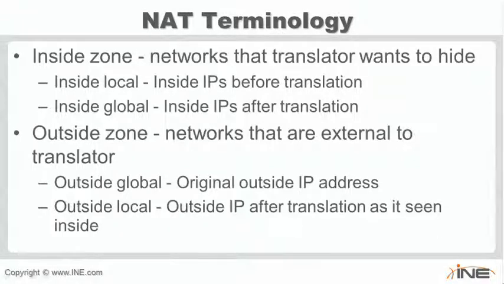For the outside network, the outside global is the destination that we are trying to reach, and outside local is going to be used in a double NAT translation, which is the true address on the outside post translation. So in most NAT scenarios, you would only see inside local, inside global, and outside global. Outside local is going to be used when you're translating both sources and destinations at the same time.